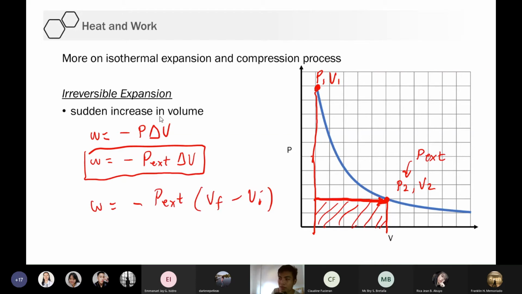Kapag irreversible, sudden increase, so, we are just obtaining this portion. Okay? How about this one? How about itong part na to? Dito tayo.